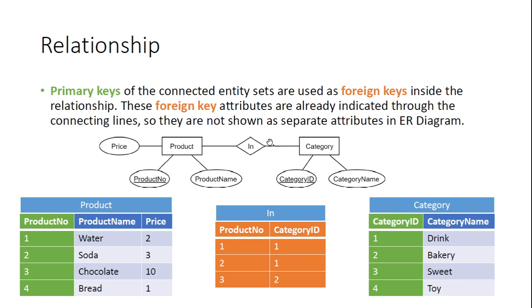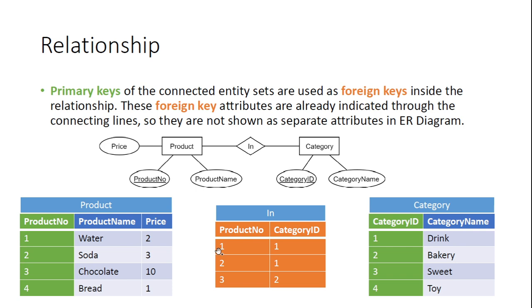In this relationship table we are actually storing two columns, and those columns are indicated by these links to the entity sets. For finding the related product, I need to store the product number, which is the primary key of the product table. And to be able to find the related category, I need its primary key, which is the category ID. Here it is referred to as a foreign key. So we are relating products with categories using these two foreign keys.